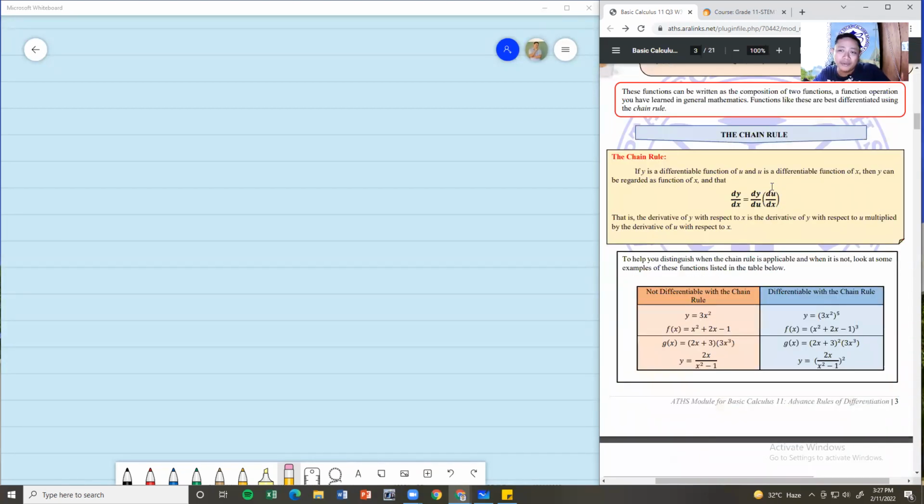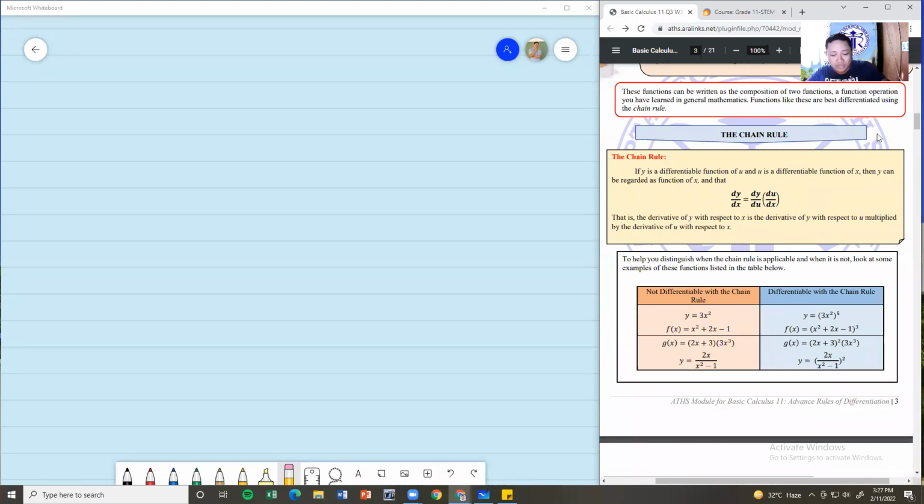The chain rule, from the word itself, I will not be dwelling more on how the chain rule is done. Okay? But I will be teaching you the simpler way na lang. And that's the general power rule, which we will be doing after this.